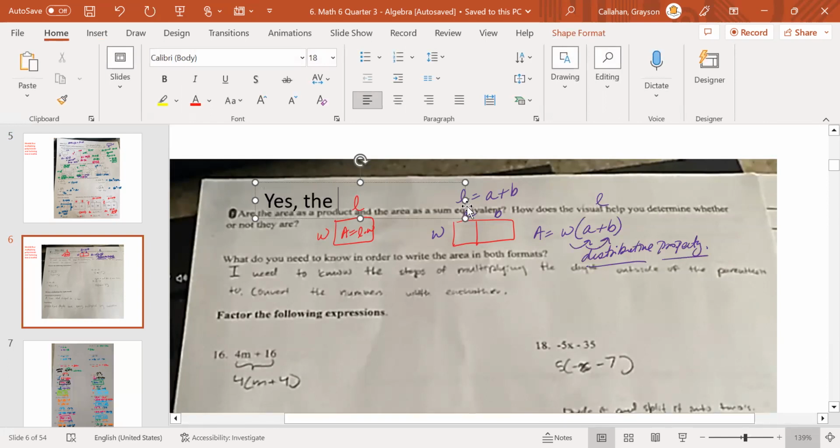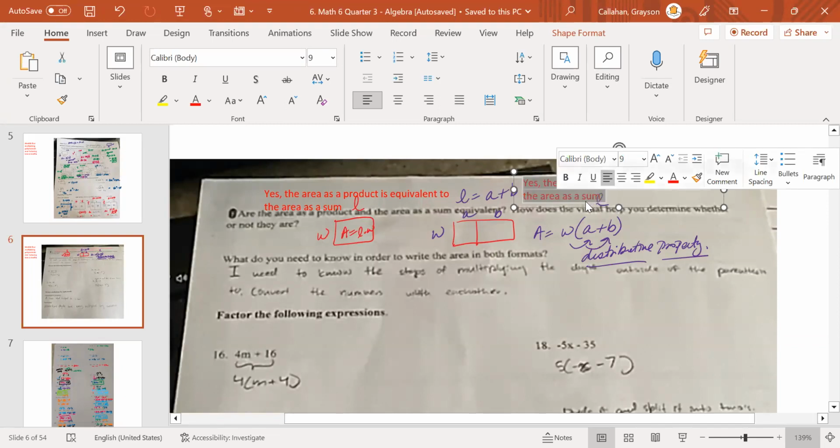Look at the question. Yes, the area as a product is equivalent to the area as a sum. Okay, so you answer the first question. Then we want to answer the second question. What is the second question? How does the visual help you determine whether or not they are?